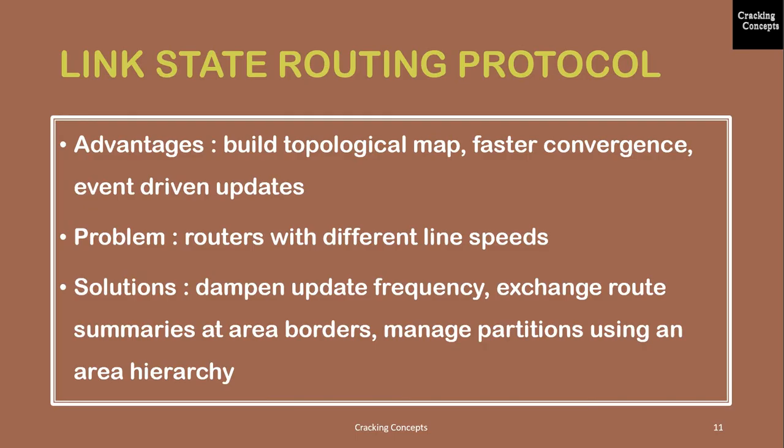Even though this technique works efficiently, problems can arise. Usually problems occur because of the changes in the network topology, that is the links may go up or down, and all routers do not get updated immediately because they might not be having the same line speeds. Therefore, routers connected via a fast link can receive these changes faster than the others on a slower link. Different techniques have been developed to deal with these problems, and they are dampening of update frequency, exchanging route summaries at area borders, and managing partitions using an area hierarchy.